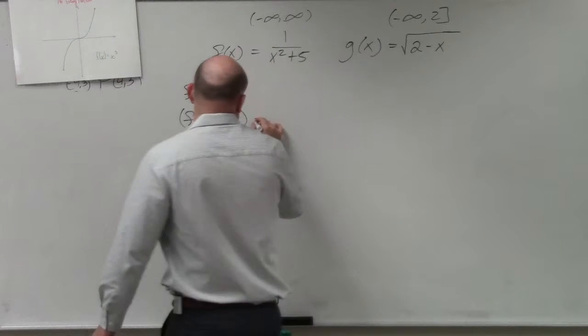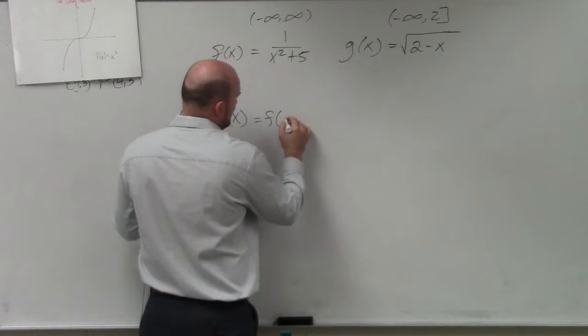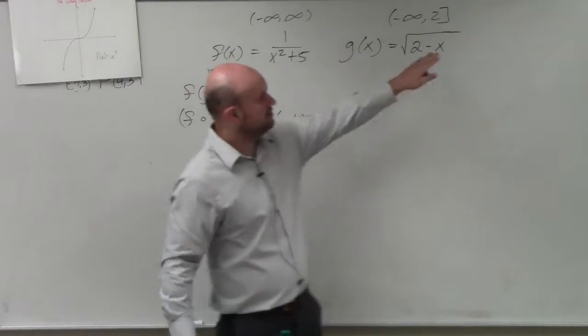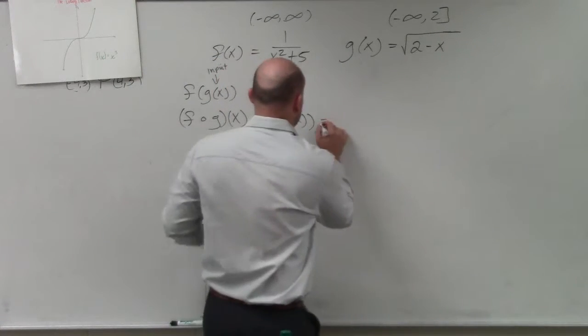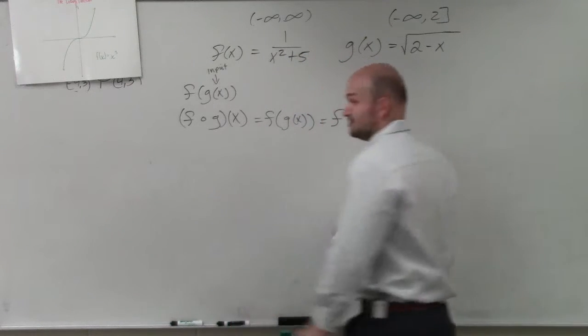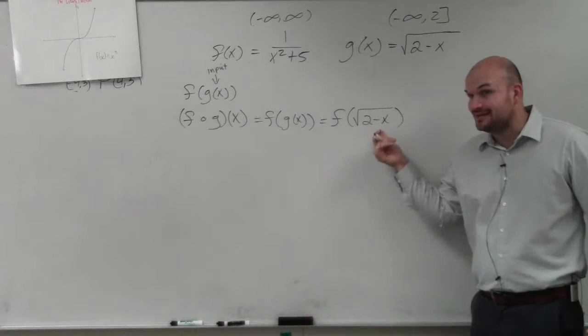So I like to write it, whenever I have a function that looks like this, I write f of g of x. Well, in reality, what is g of x? 2x minus thing. So therefore, it's f of square root of 2 minus x. So now that function is my input value.